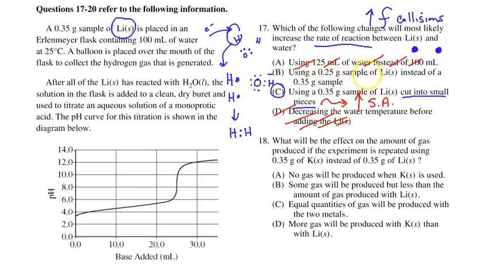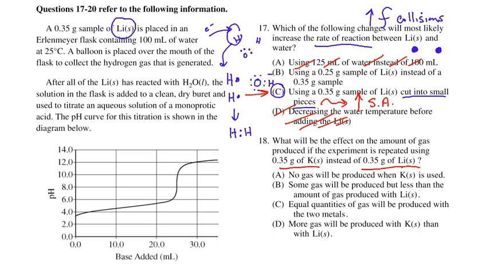And then using fewer grams of sample would lower it as well. But the best answer to increase is increasing the surface area. 17 is C. Number 18: what will be the effect on the amount of gas produced if the experiment is repeated using 0.35 grams of potassium instead of 0.35 grams of lithium?